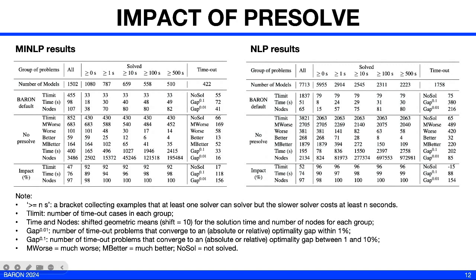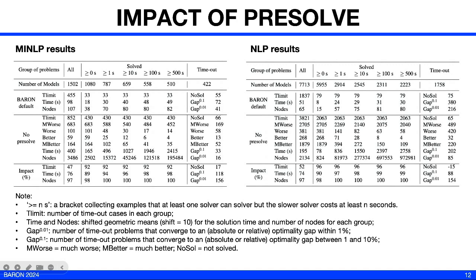And in the solved category, we further split it into several brackets, and each bracket is labeled as larger than or equal to n seconds, which means in this bracket, at least one solver can solve the problem, but the slower solver takes at least n seconds to solve it. So basically, larger than or equal to 500 seconds collects harder problems than the previous brackets. And here we see that the impact of Presolve increases as the problems become harder, and Presolve decreases the solution time by almost 98%.